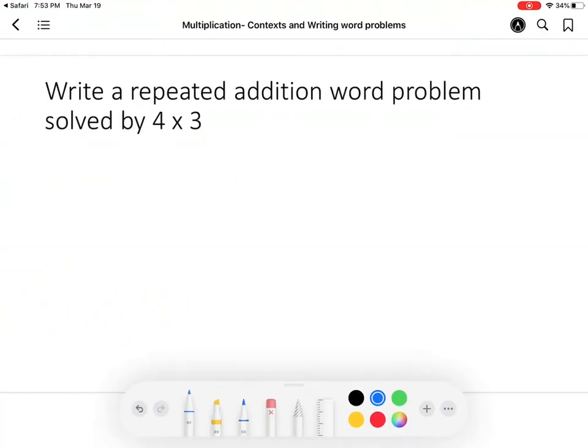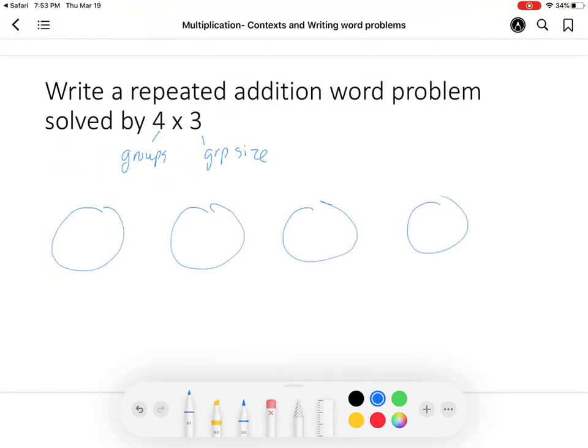So this last one was linear, so let's do this one as a discrete set instead. Write a repeated addition word problem solved by 4 times 3. So 4 is going to be our groups, and 3 is going to be our group size. So we're going to have 4 groups with 3 items in each group. So I can think in the real world what this might be. Well, this might look like shopping bags with something in them. What can I put in my shopping bags? Maybe books. So let's have 4 sets of 3 books.